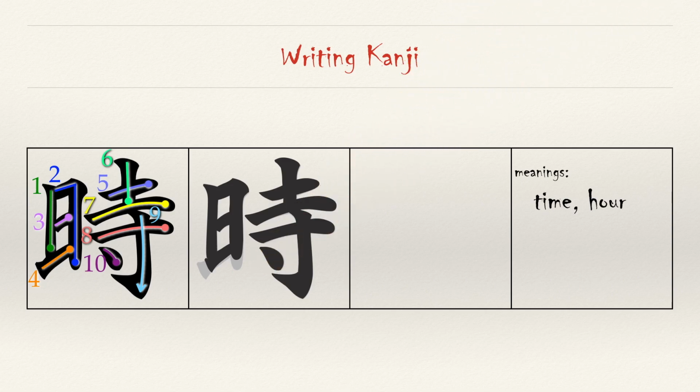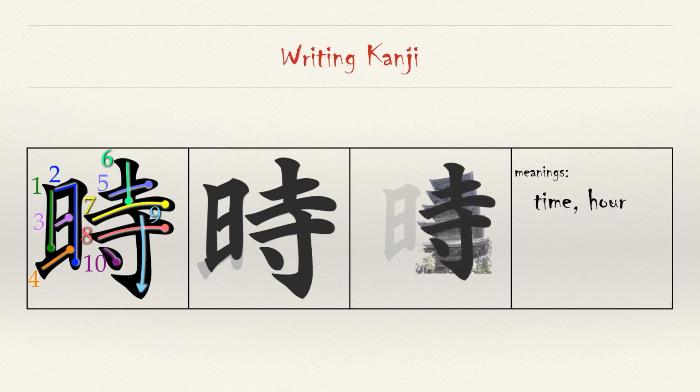Although this is not a pictograph, we can create a story that can help us remember it. To do this, it's important to remember that the right side of the character is also a character by itself. It means temple. Kind of looks like one, right? Anyway, here's the story. We can measure the time of day by watching the shadow of the temple on the earth.